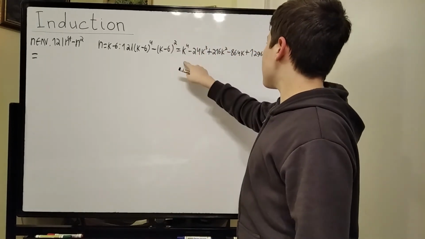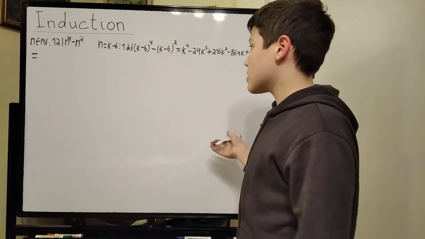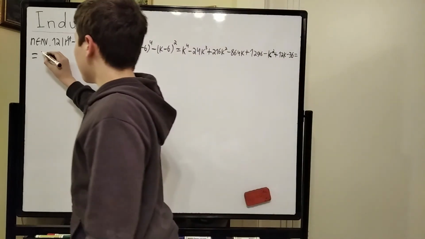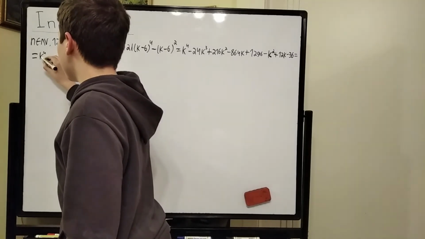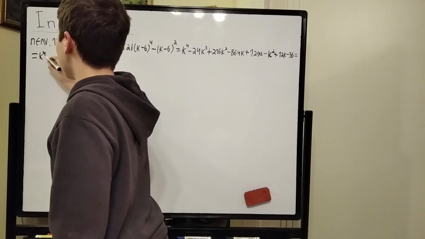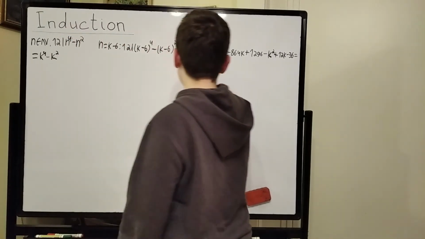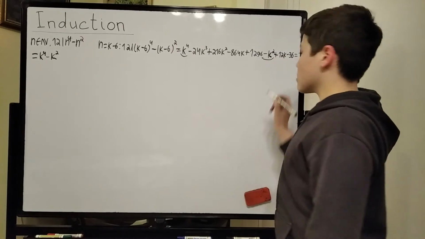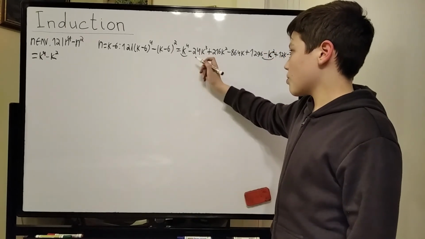So, we'll have the k to the fourth minus k squared in the front, because that's what we want to show is divisible by 12. That's our goal, so it might be useful to put them in the front. Now let's look at the rest. So we have k to the fourth minus k squared. Now let's look at the k cubed term.